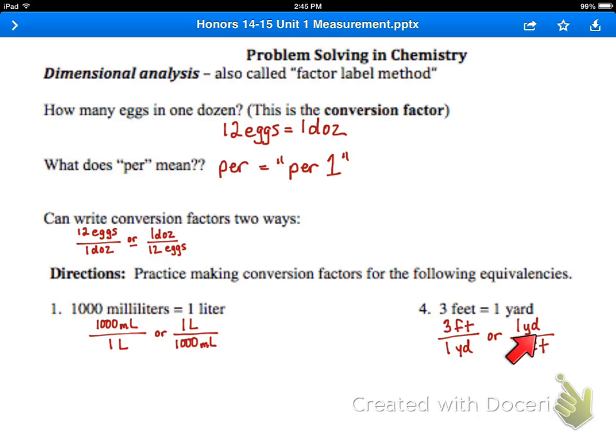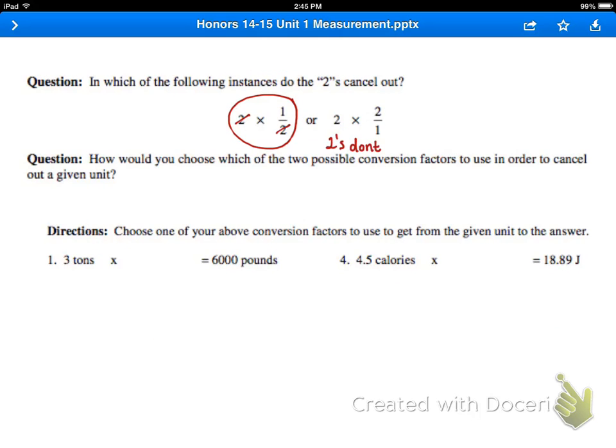So we know from math, when a top number and a bottom number are equal to each other, 3 feet and 1 yard are exactly the same thing. If we multiply by this fraction, we're just multiplying by 1. All we're doing is changing the form. We're actually not changing any values.